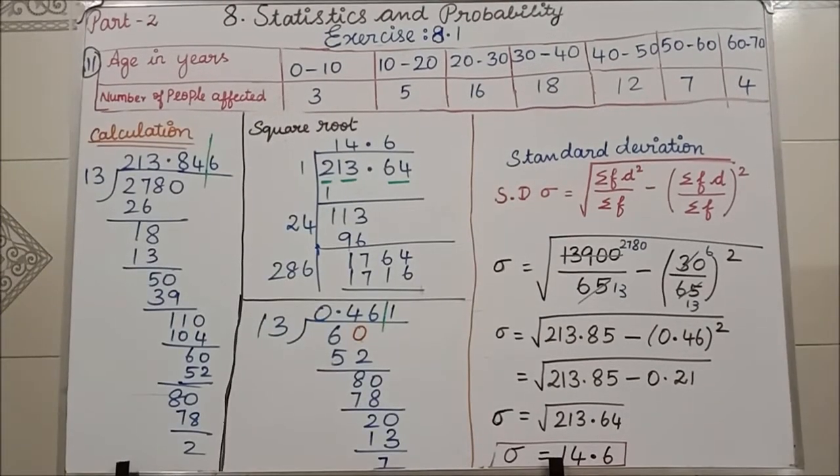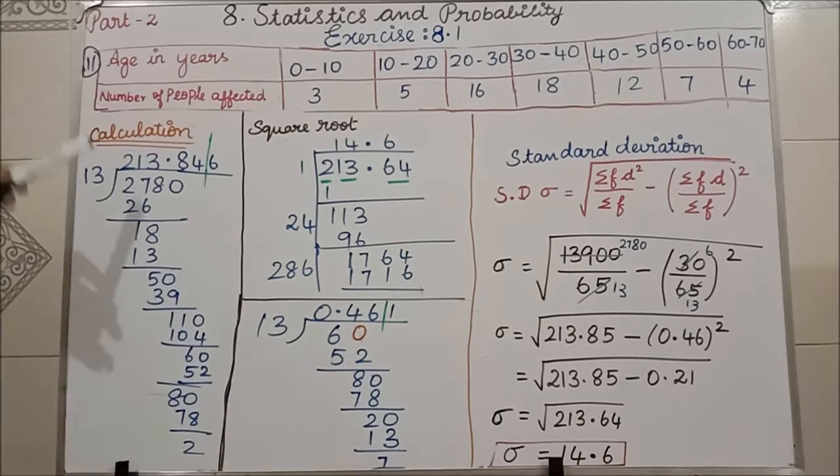Students, in 11th question, this is the calculation. See, you know division, isn't it? How to divide 2780 divided by 30. Here I have done the division.